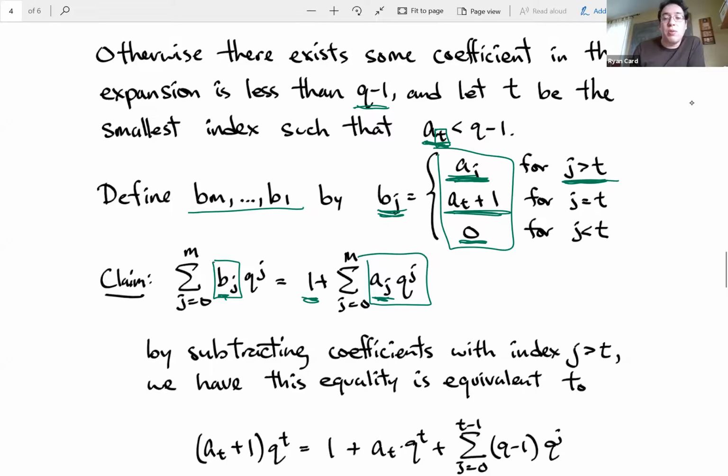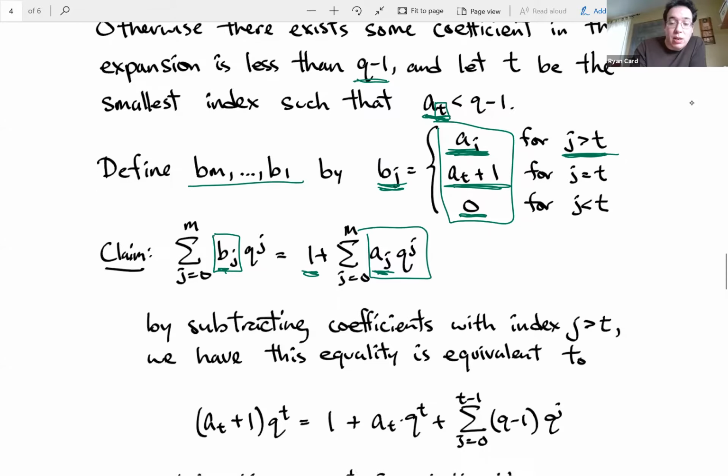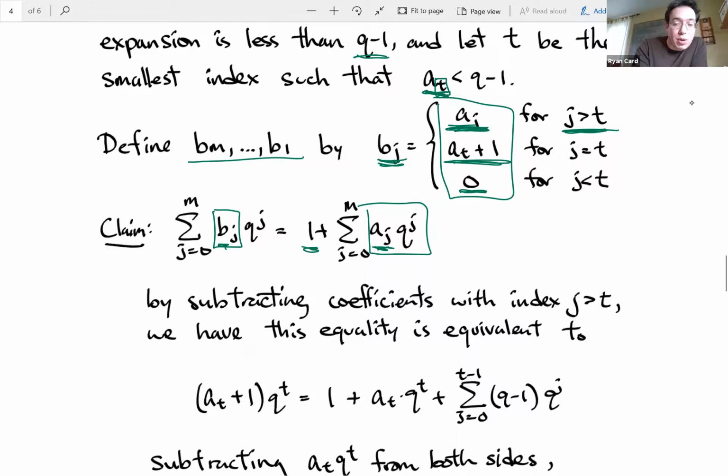Okay. So if you subtract this off from both sides of the equation, because they're the same, on the left-hand side, what we have is the a_t plus 1, that's the one where the index is exactly t. And on the left-hand side, everything else is zeros. So I don't have to write anything else on the left-hand side. On the right-hand side, we have the 1 here.